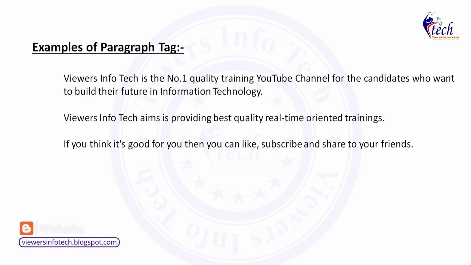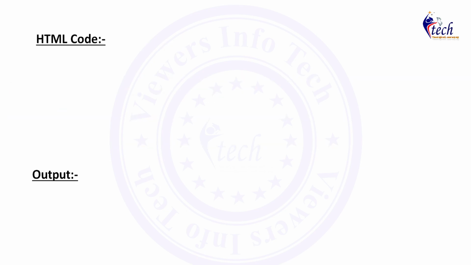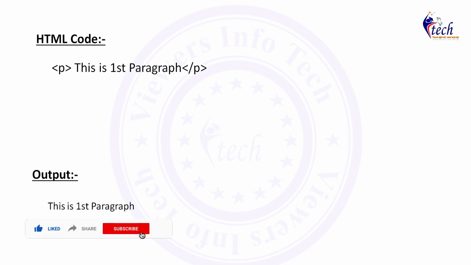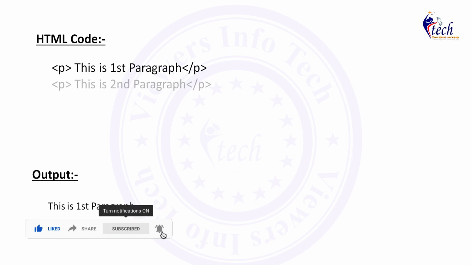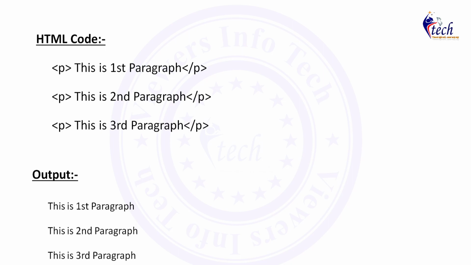So Viewers Info Tag is the number one quality and YouTube training for candidates who want to build their future in information technology. So this is the one paragraph, and this is the second paragraph, and this is the third paragraph. So if you look at here, the HTML code and with output look like this. So if you want to write the second paragraph, the output look like this. You can write n number of paragraphs in your HTML code.